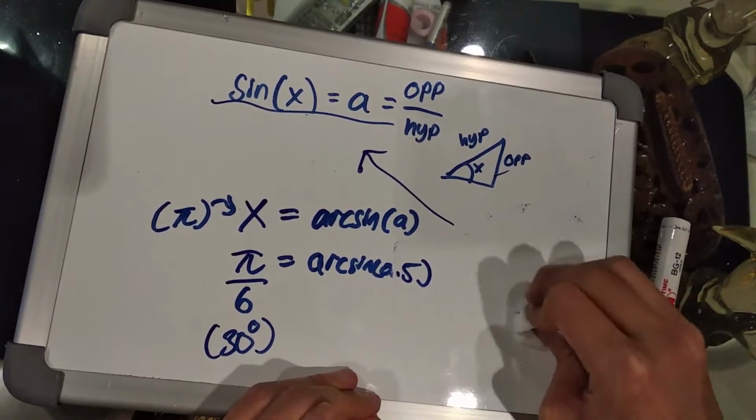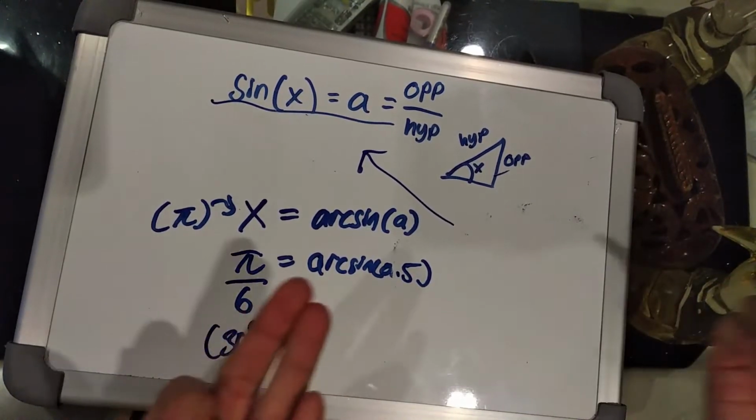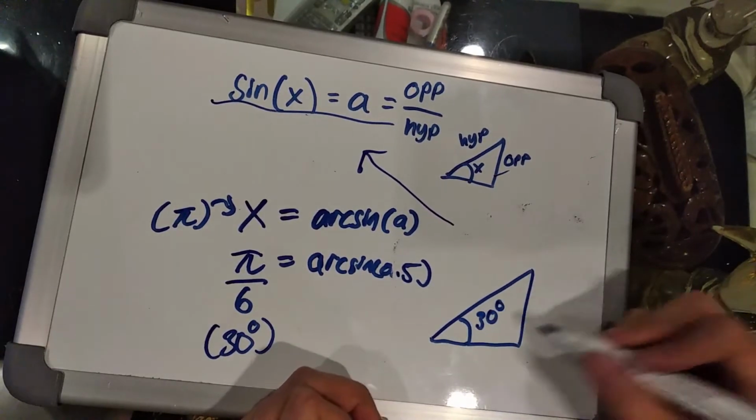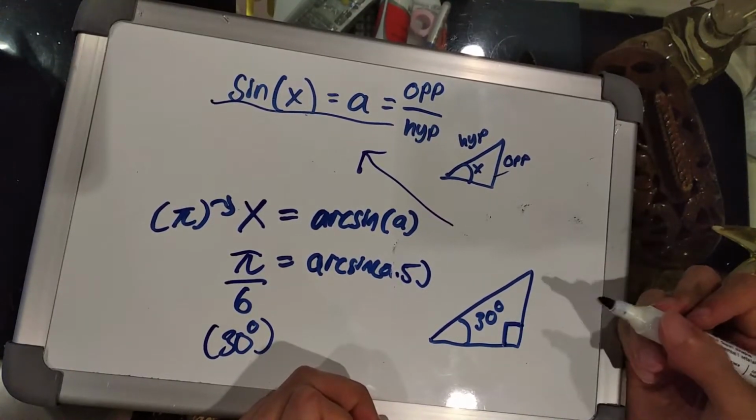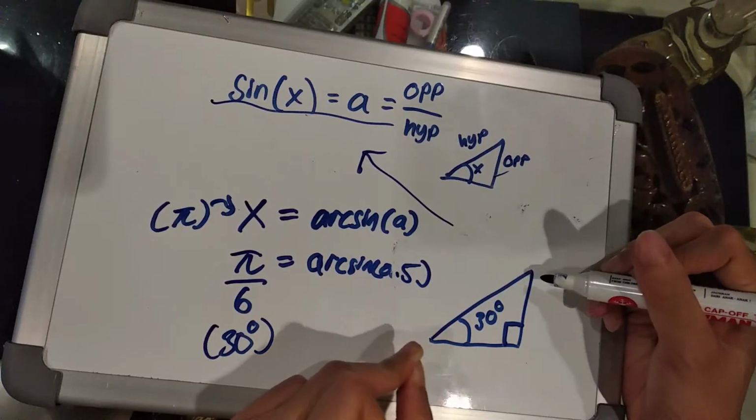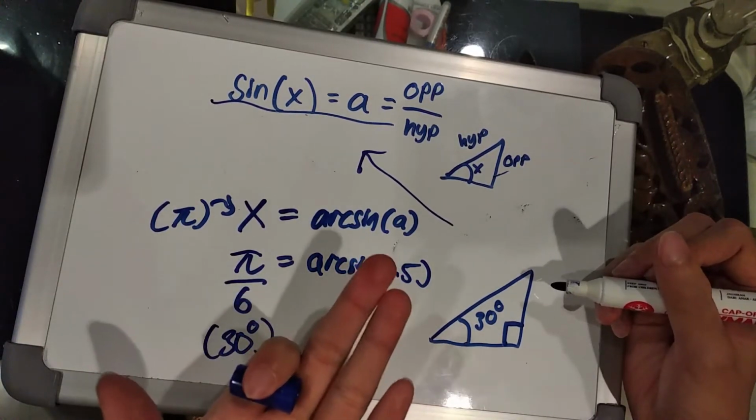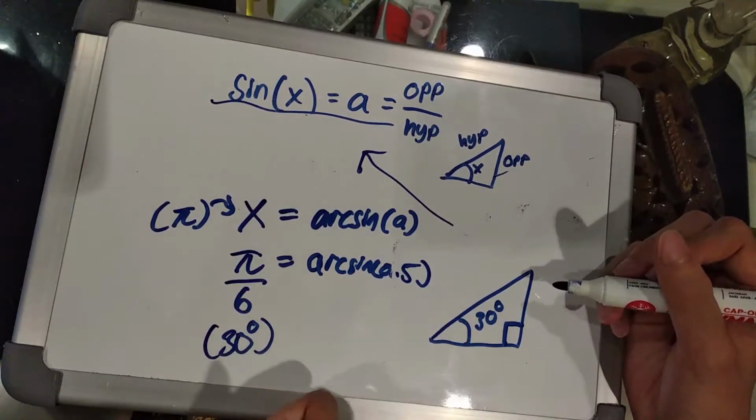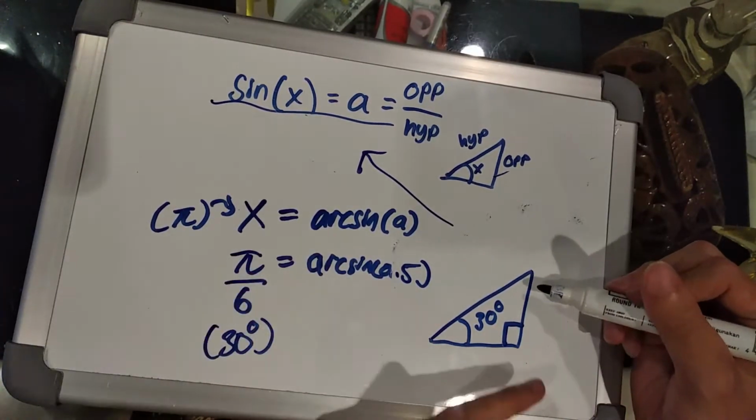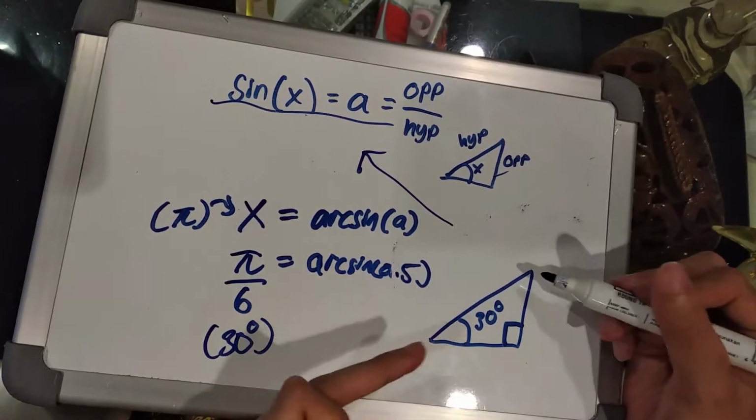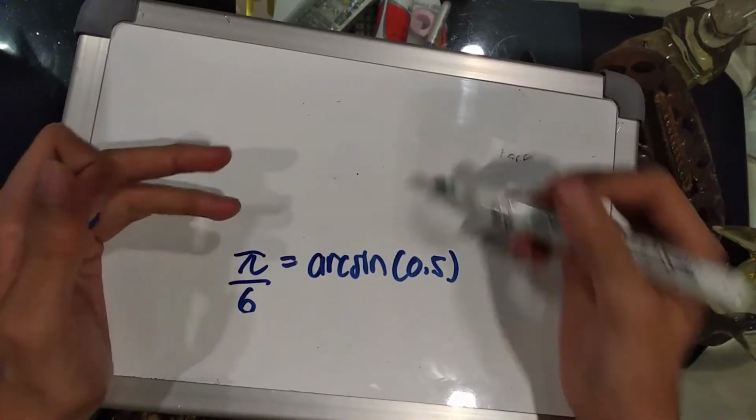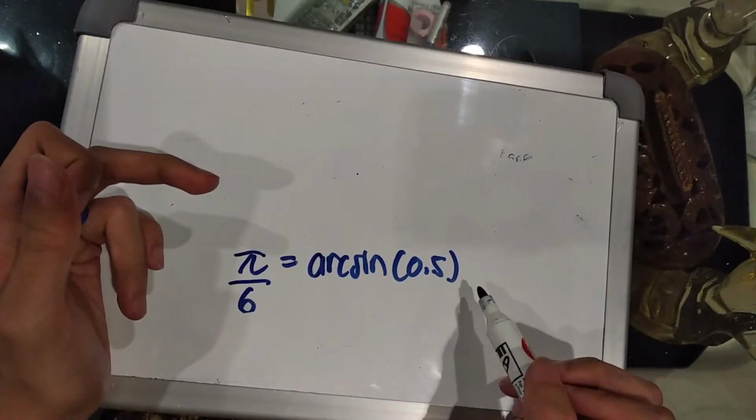Or alternatively, you can just simply draw a triangle with 30 degrees, and it must be a right angle triangle, and all you have to do is measure the height and measure the hypotenuse. And if we presume that you're drawing accurately, when you divide the length of the height by the length of the hypotenuse, what you're going to get is the same, 0.5. Now you have an important formula over here.